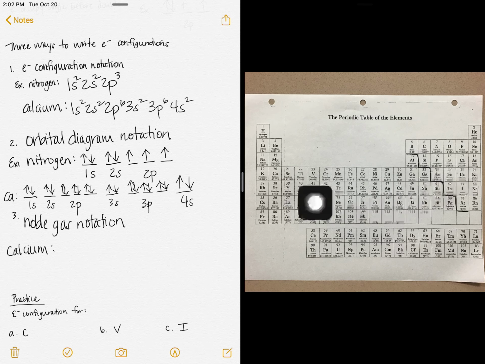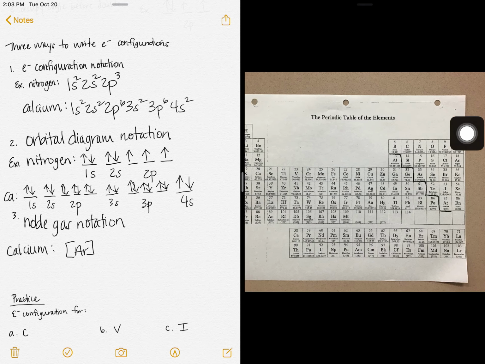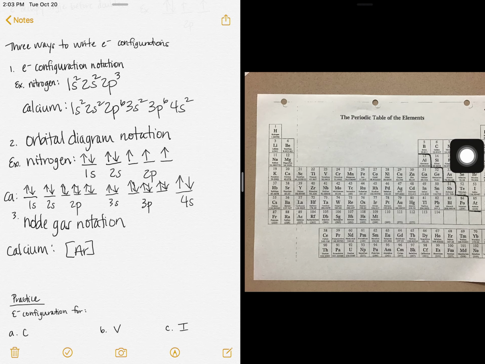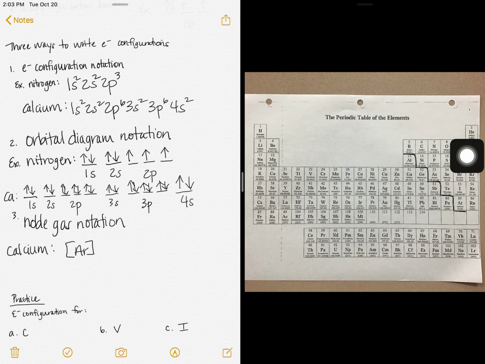When I write a noble gas notation, what I do is I find the element I'm talking about, which is calcium, and I go to the noble gas which comes before it on the table, not after. So the noble gas which comes before calcium is argon, and I put argon in brackets, okay? Because what we're essentially saying is that calcium has the same configuration that argon has up to that point, right? Both of them would have 1s2, 2s2, 2p6, 3s2, 3p6, okay? But then calcium keeps going and has 4s2.